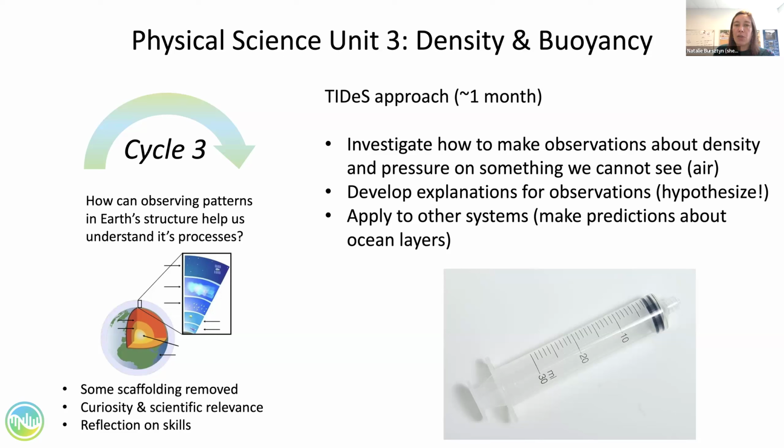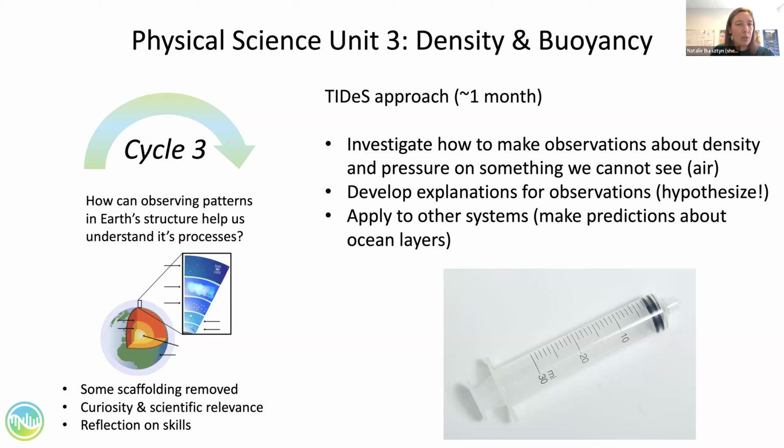So this would start with them investigating how to make an observation about something that they can't actually see. And I use the simple tool of syringes for that. So we know that air is something, but you can't see air. Well, if you can see air, it's not a good sign. And they need to start to think about how can we observe this thing that we can't see, and then be able to provide evidence for its existence and how it functions.